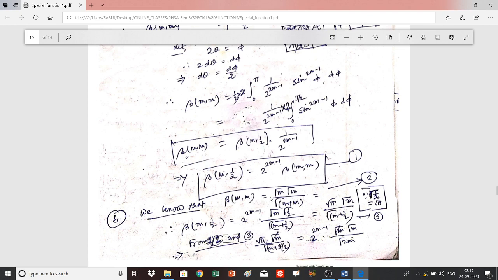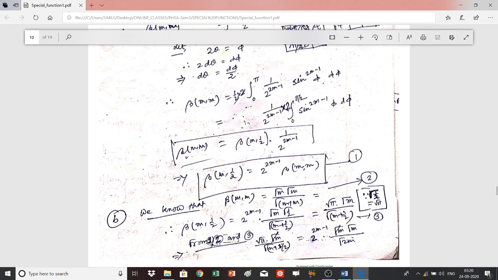Just in this case consider beta m half. From here, beta m half is equal to 2 to the power 2m minus 1 beta m m, and just substitute the values, and then you will get root pi, and you remember that gamma half is equal to root pi. So substitute these values: gamma m gamma half by gamma m plus half, because in this case n has been taken as half. That will give you root pi gamma m by gamma m plus half.